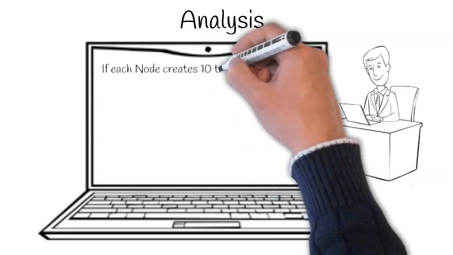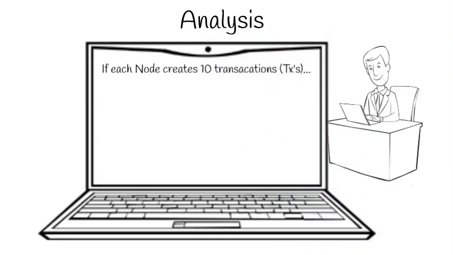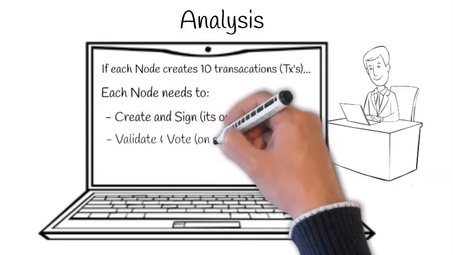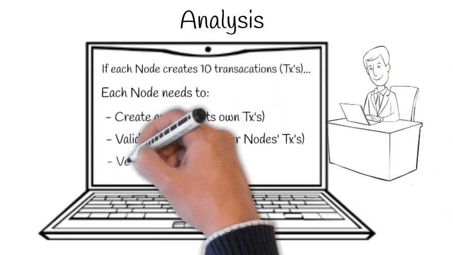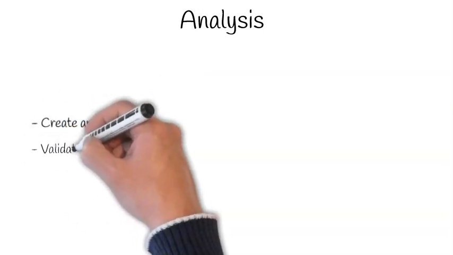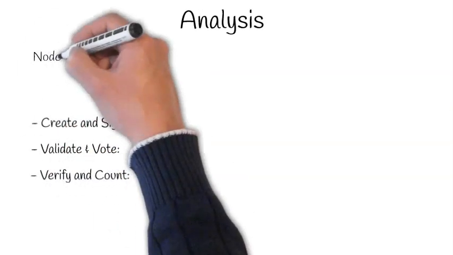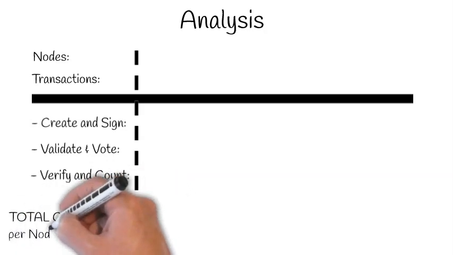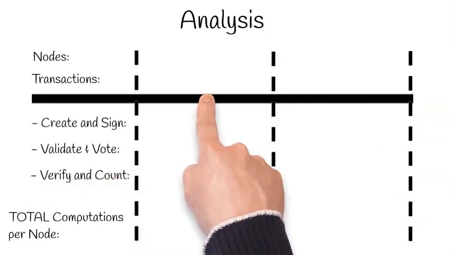if each node creates 10 transactions, each node has to create and sign its own transactions, validate and vote on the other node's transactions, while verifying and counting all the other nodes' votes. With these activities, let's consider the number of nodes, the number of transactions, and then the total computations per node.